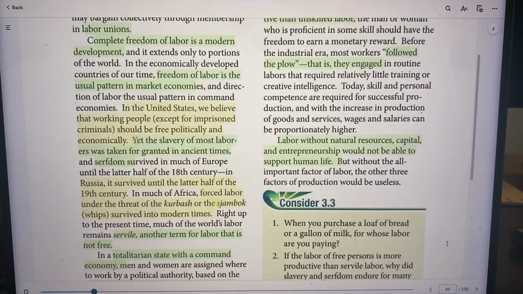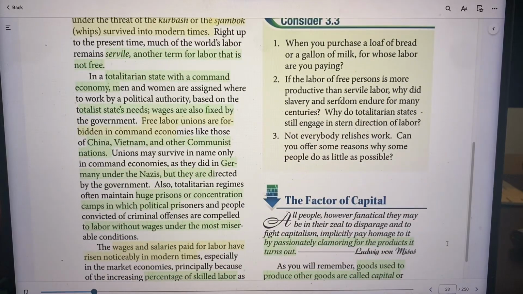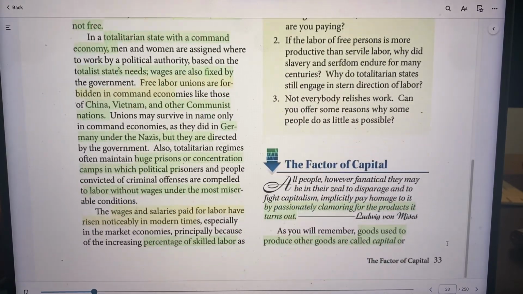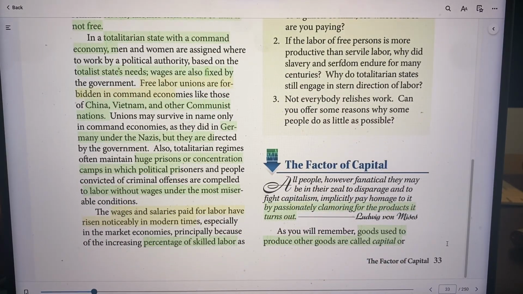Like it says, labor without natural resources, capital, and entrepreneurship would not be able to support human life. So although labor is probably one of the most important of the factors, you still have to have natural resources, capital, and entrepreneurship. They all go together. So let's go on, since we have time, to the factor of capital, and then we'll stop for the next video.